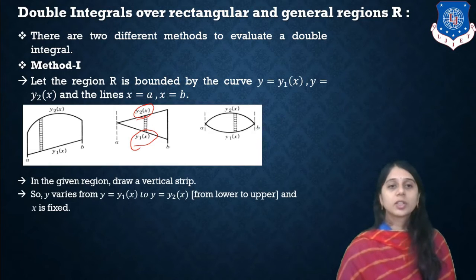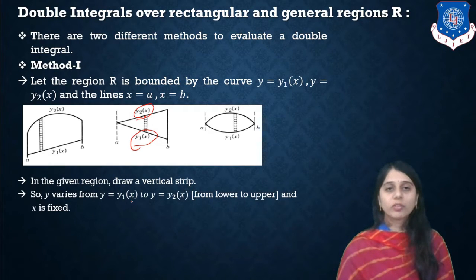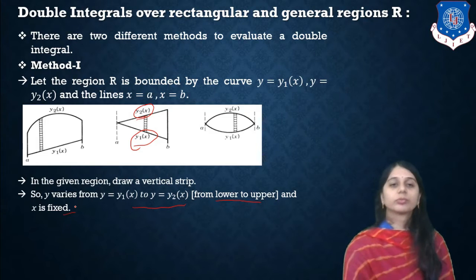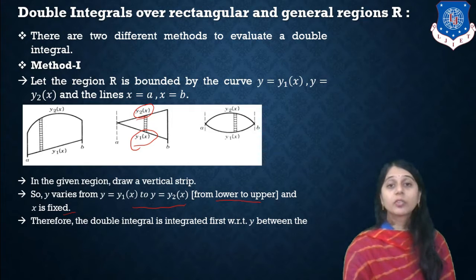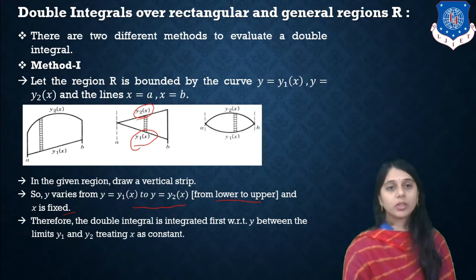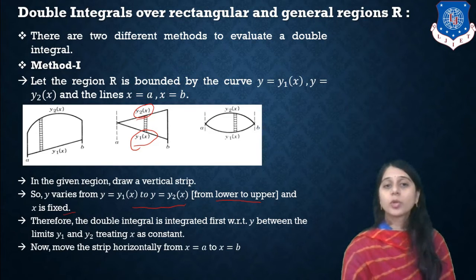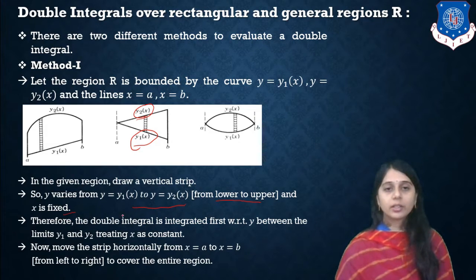So it is a vertical strip. y varies from y1(x) to y2(x), from lower to upper, and x is fixed. Therefore, the double integral is integrated first with respect to y between the limits y1 to y2, treating x as a constant. Now move the strip horizontally, from x equal to a to x equal to b, left to right. It covers the entire region.